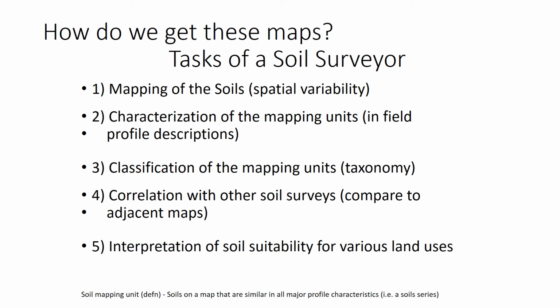How do we get these maps? These are the tasks of a soil surveyor. These people are tasked to map the soils for spatial variability, characterization of the mapping units and field profile descriptions, classification of the mapping units for taxonomy, and correlation with other soil surveys, where we compare it to adjacent maps. All of this is done to create an interpretation of soil suitability for various land uses.